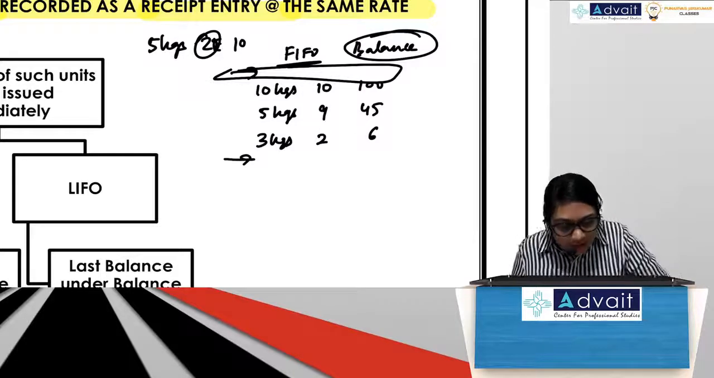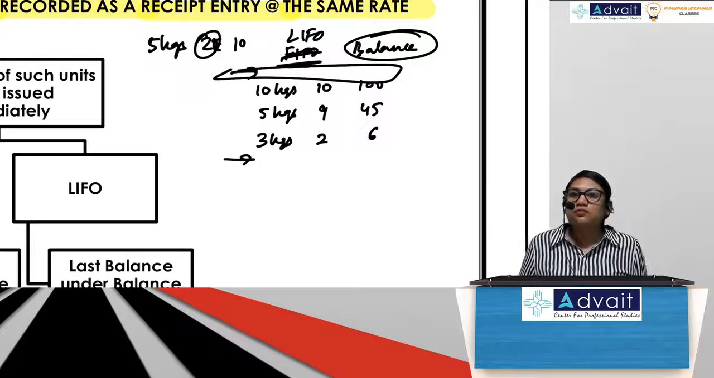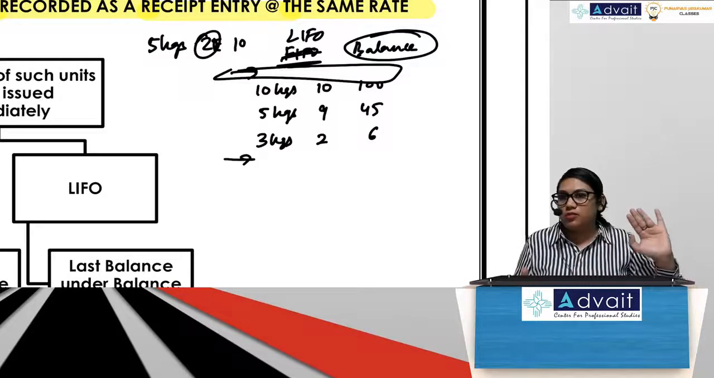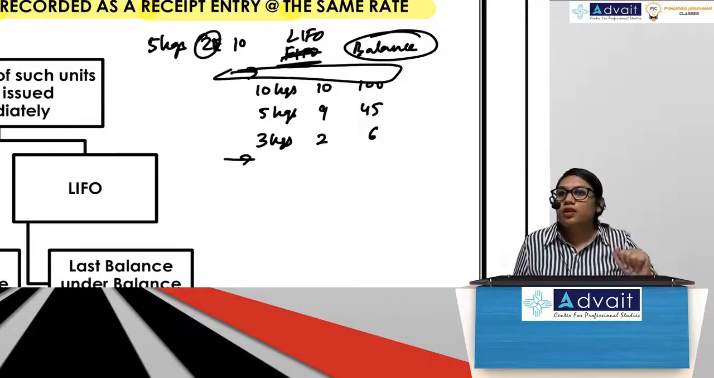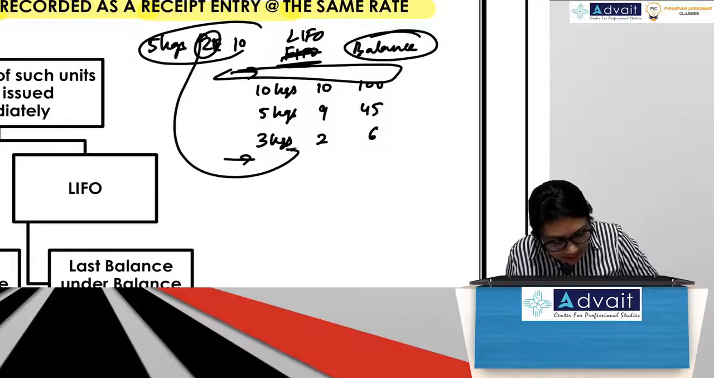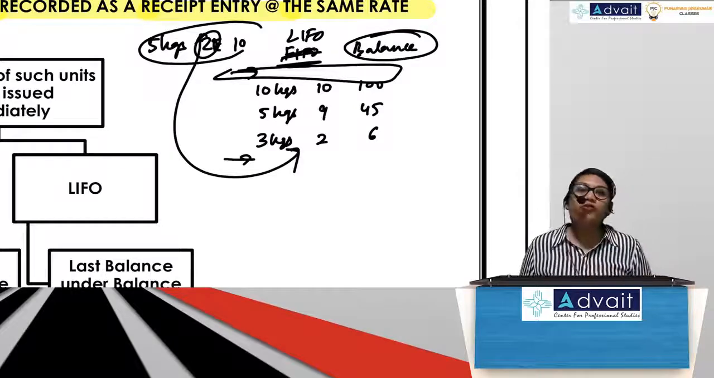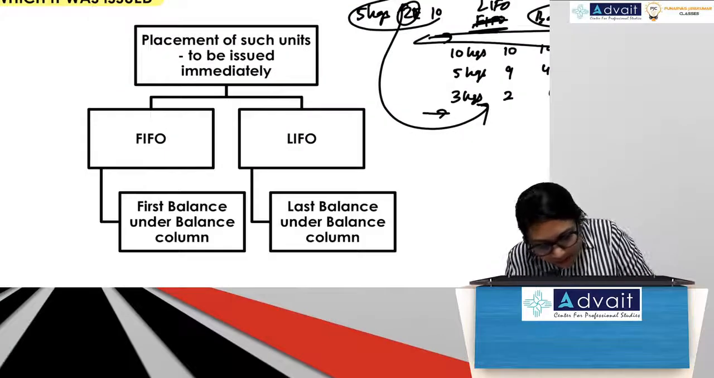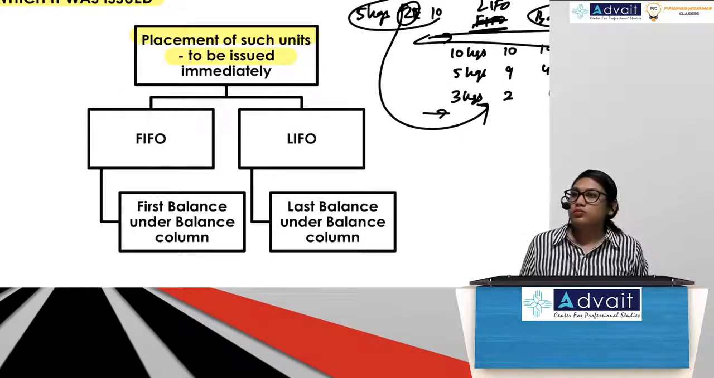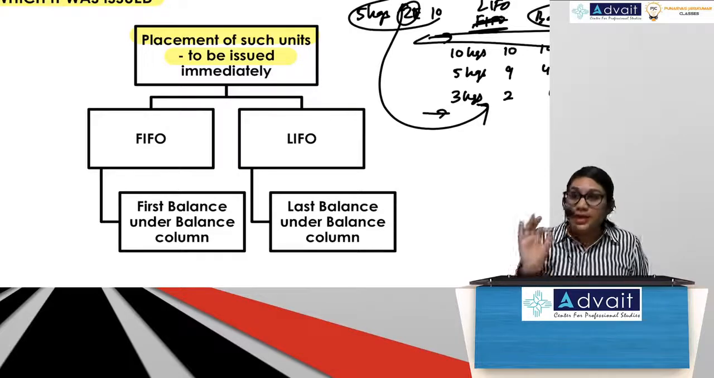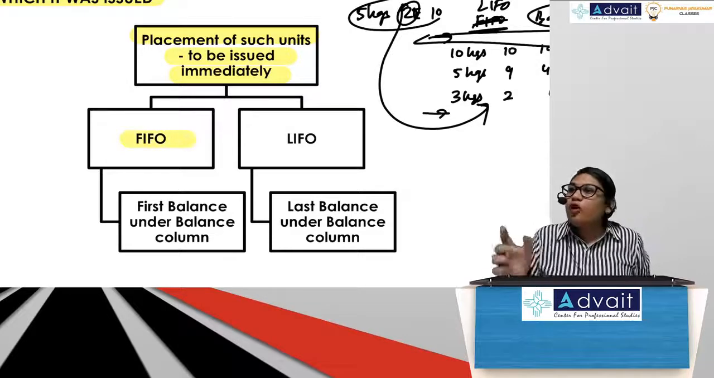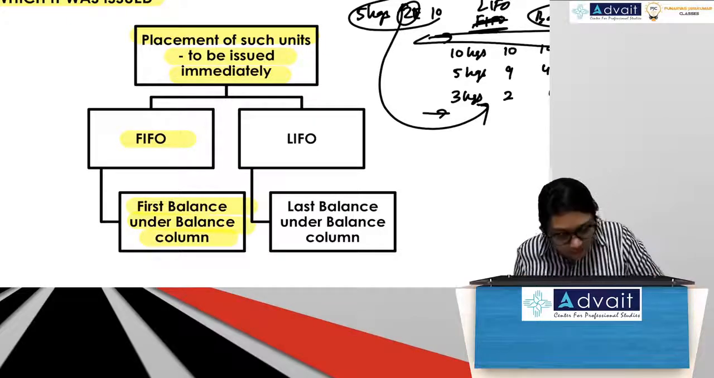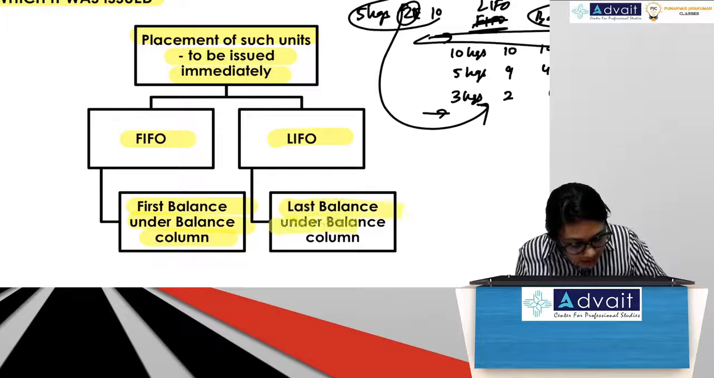But suppose we are following LIFO now, not FIFO. Last. So always remember the thumb rule. This material should get out first, because it was issued first. Correct? So you will place it here so that it can be removed first. Thumb rule. So see here: placement of such units to be issued immediately. So if we are following FIFO, first balance under the balance column. If we are following LIFO, last balance under the balance column.